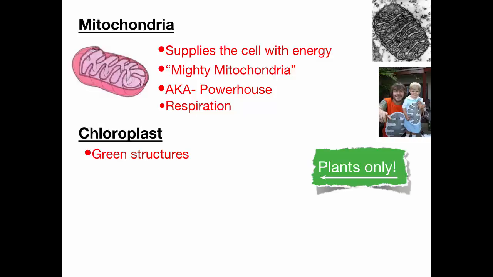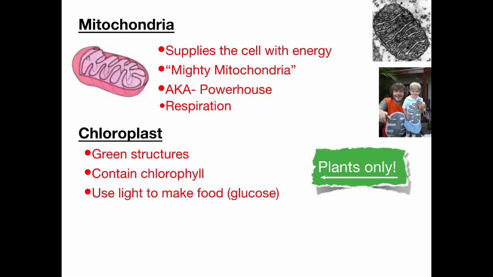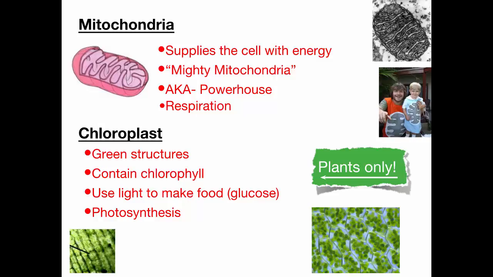Anyway, chloroplasts are these green structures. They have this pigment called chlorophyll in them. And they're able to capture the sun's energy and use it to make food for the plant cell, to make glucose, a type of sugar. And that's what plants use for energy. Call that photosynthesis. They're green. They just look like under the microscope little circular things that are green inside. You can see them here.